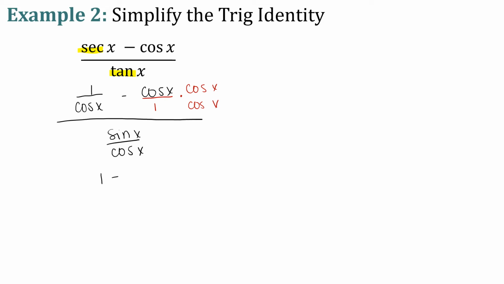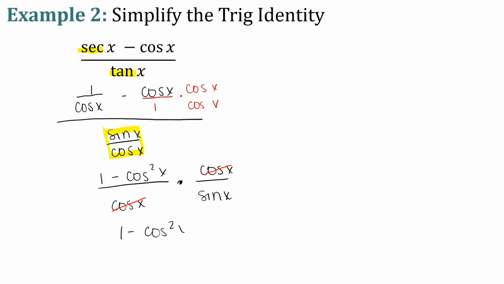So now we have 1 minus cosine squared x all over cosine x. And then I'm going to say times, and this fraction right here, because I'm dividing by a fraction, I'm multiplying, and then now I'm going to flip it: cosine x over sine x. Now this is going to make my life a lot easier because I see a cosine x on the top and the bottom, so it divides out to 1. So now I have 1 minus cosine squared x over sine x.